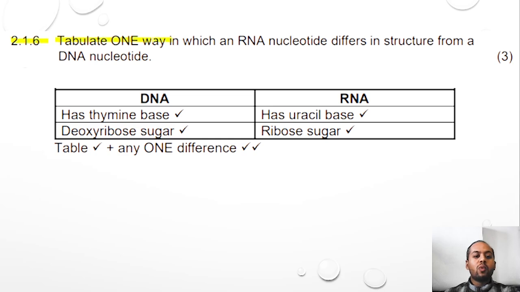2.1.6, you are tabulating one way in which the RNA nucleotide differs in structure from a DNA nucleotide. Only in terms of nucleotides, you draw the table, you get 1 mark for your table. You place DNA on one side, RNA on another side. DNA has thymine, RNA has uracil. DNA has deoxyribose sugar, RNA has ribose sugar. So any one difference would have given you 1 mark per statement, along with 1 mark for the table, gives you 3 marks.